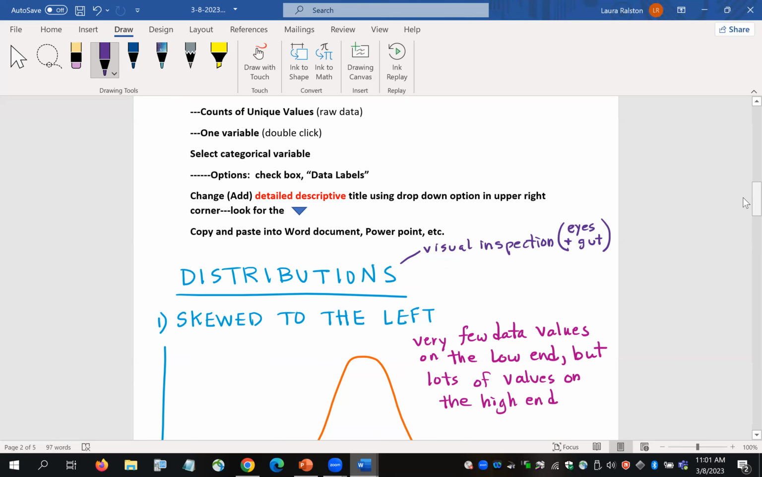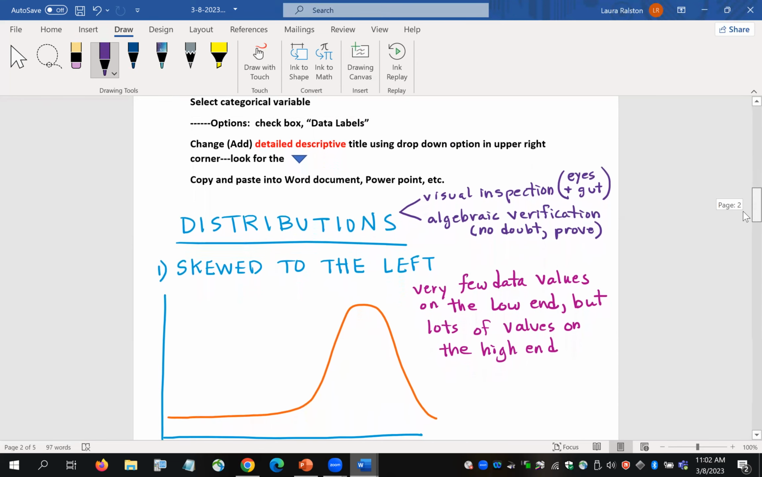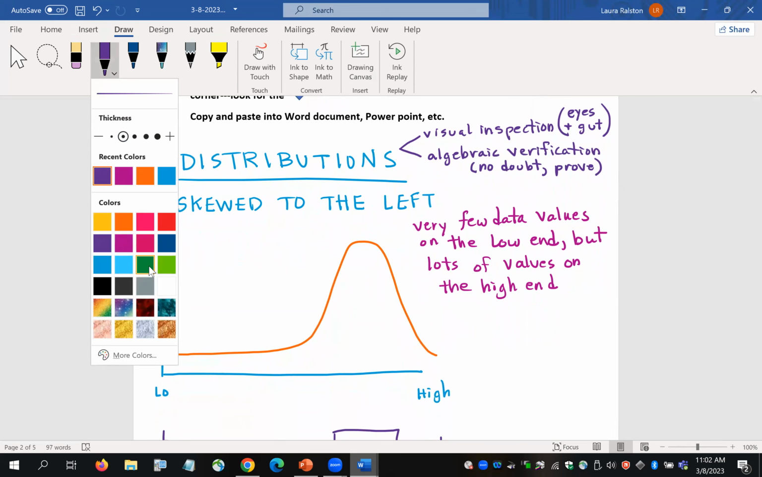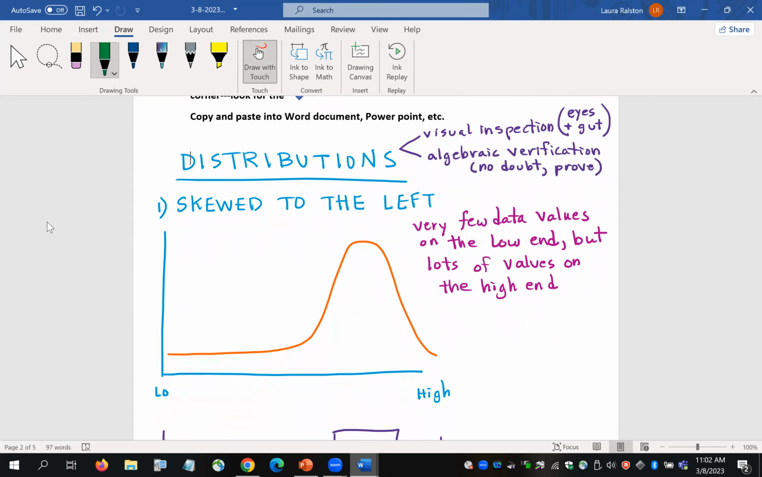So we also have an algebraic verification. Okay, there is a way where we can prove beyond a shadow of a doubt that the distribution is skewed left or skewed right. And we do that by comparing the mean and the median. We can include the mode, but sometimes the mode kind of messes us up.